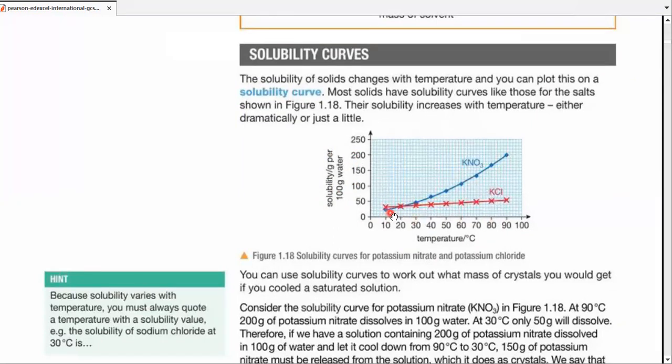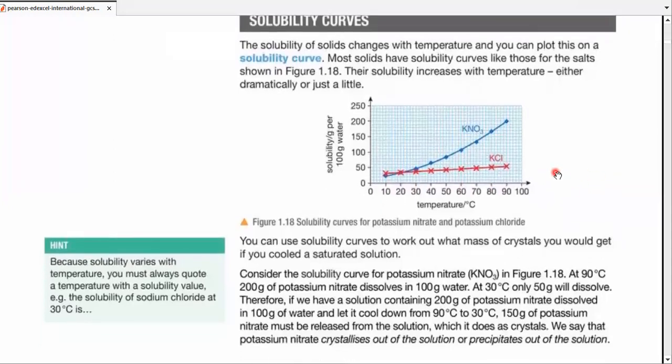Take a look that it slightly increases for KCl. However, the value substantially increases for potassium nitrate, or KNO3, which means KNO3 can be dissolved in a much greater amount at a higher temperature as compared to KCl, or potassium chloride, right? Now, you should be able to work with these graphs.